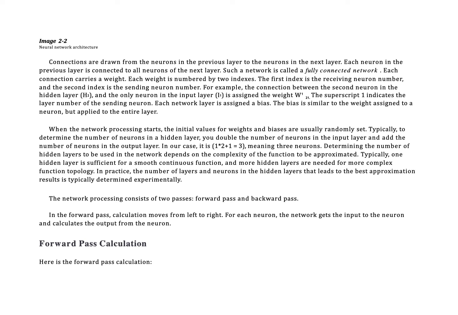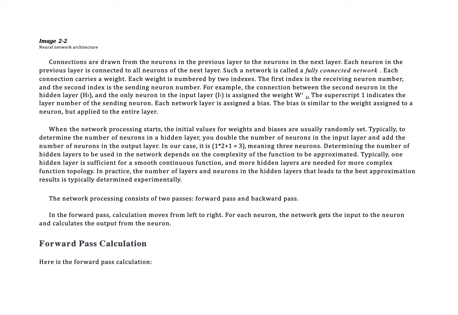Typically, to determine the number of neurons in a hidden layer, you double the number of neurons in the input layer and add the number of neurons in the output layer. In our case, it is 1 times 2 plus 1, which is equal to 3, meaning 3 neurons.